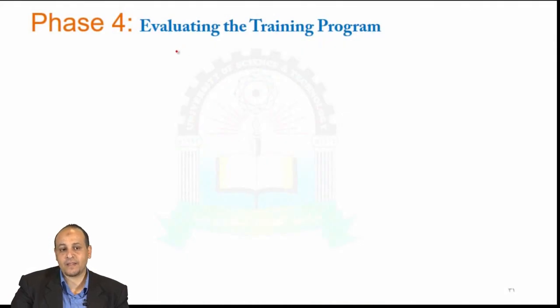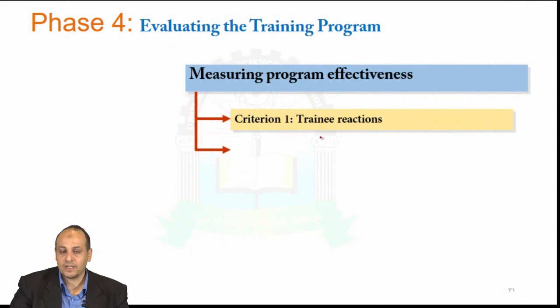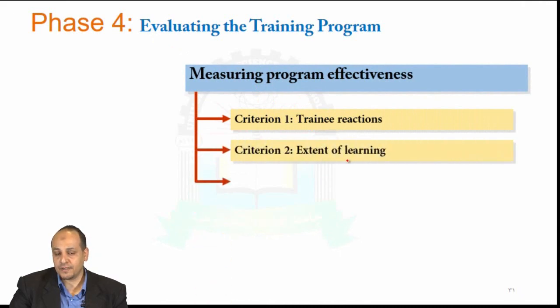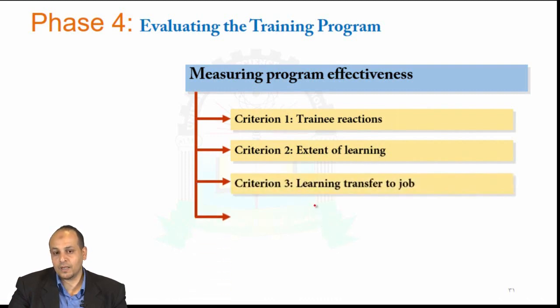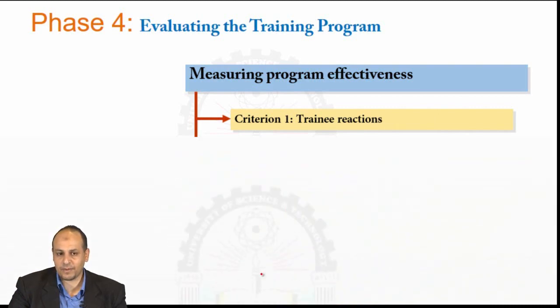Now the last point is about the evaluation of our training program. So measuring program effectiveness is through different steps. Number 1, the trainee reactions to the training program. The extent of learning that we can observe from the employees in real life practice or as they transfer learning to their own positions. Learning transfer to the job, and results assessment, the final output of employees by the company.